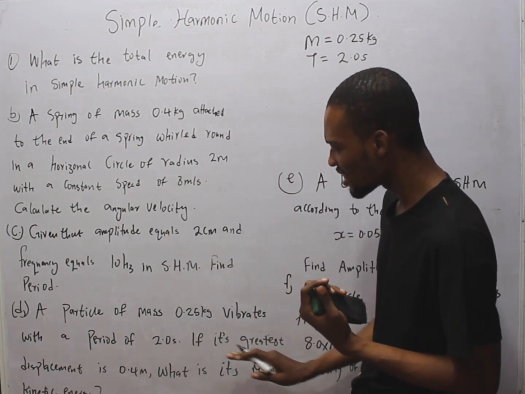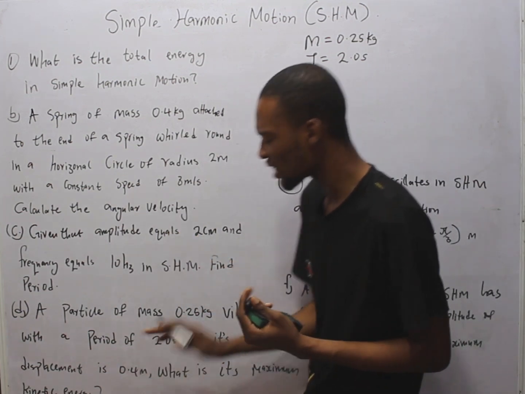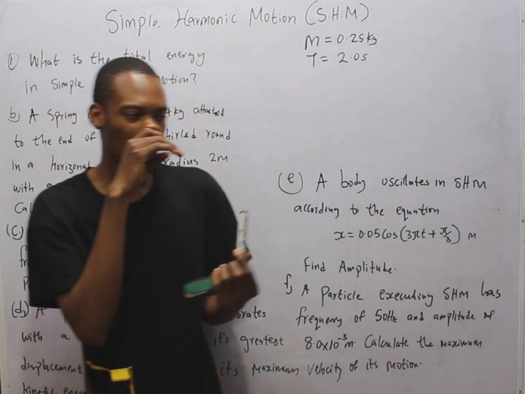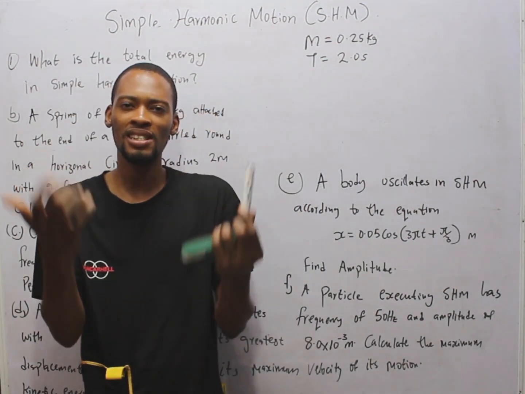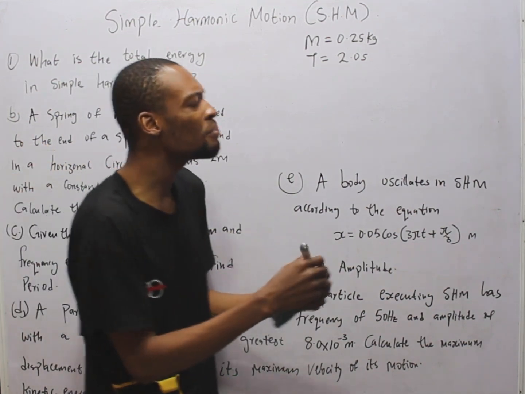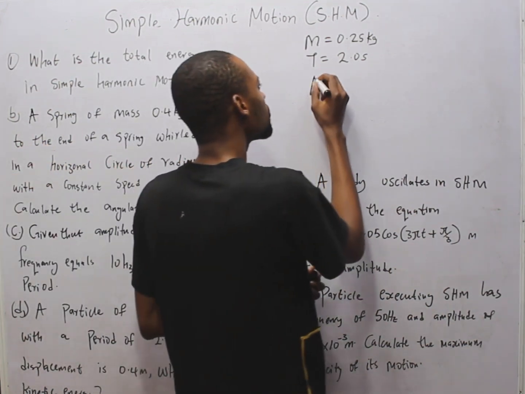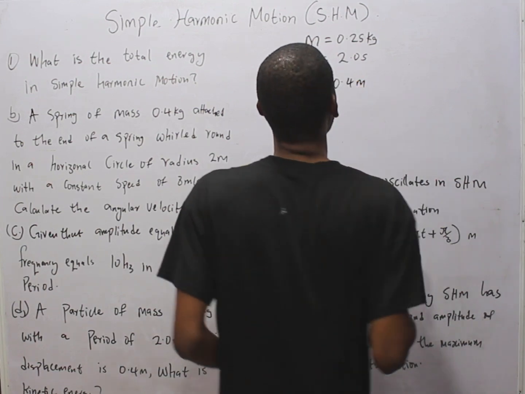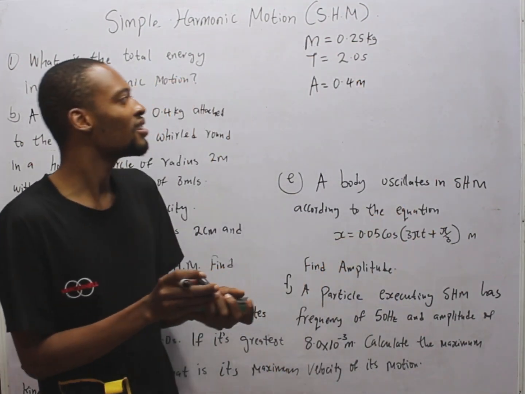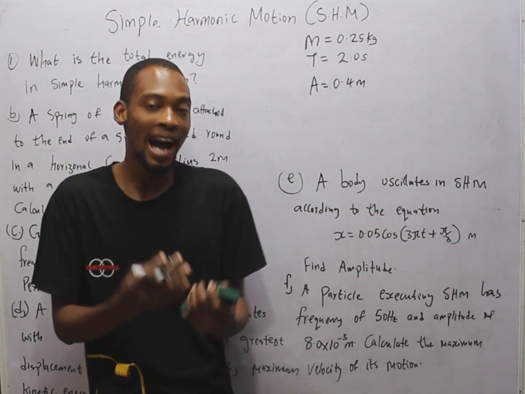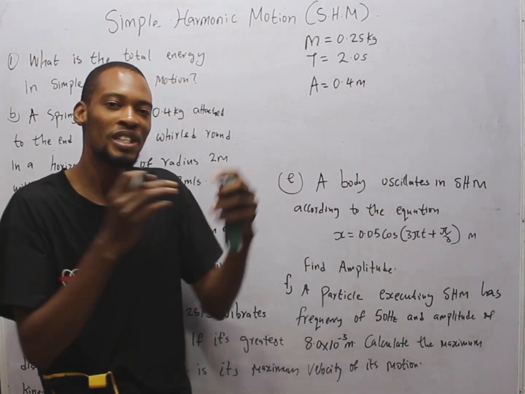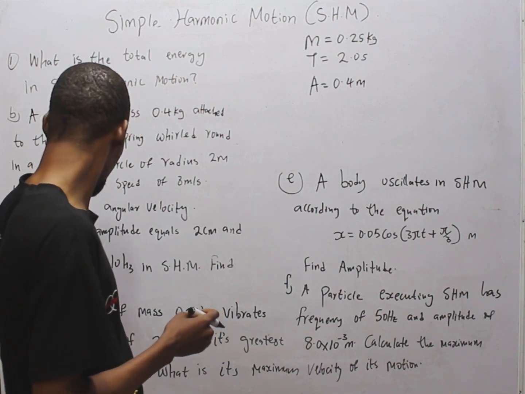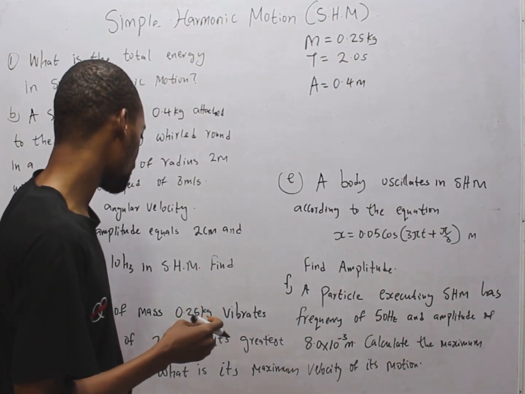If its greatest displacement is 0.4 meter, look at this. Greatest displacement. What did I tell you is greatest displacement? It is simply the amplitude. So amplitude is given to be 0.4 meter. Instead of saying amplitude, they simply try to disguise it as greatest displacement. What else? What is its maximum kinetic energy?